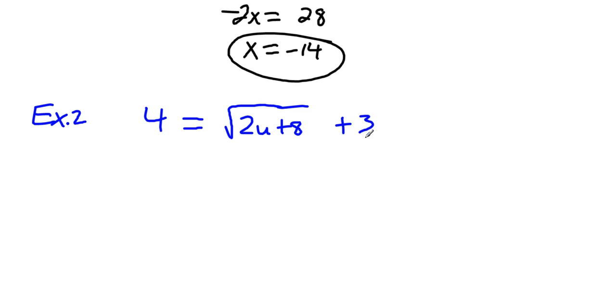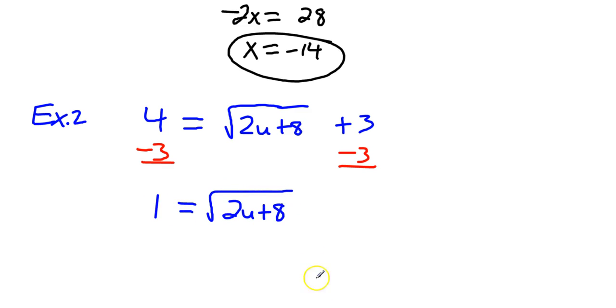Okay, so let's go with 4 equals square root of 2u minus 8 plus 3. All right, one thing to do with this one, you've got the square root here, you've got the plus 3 back here, so let's go ahead and subtract 3 from both sides. So you've got 1 equals square root of 2u minus 8.